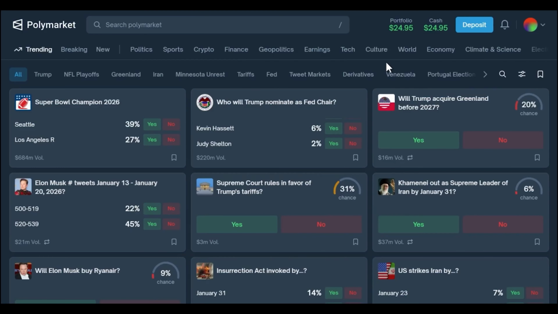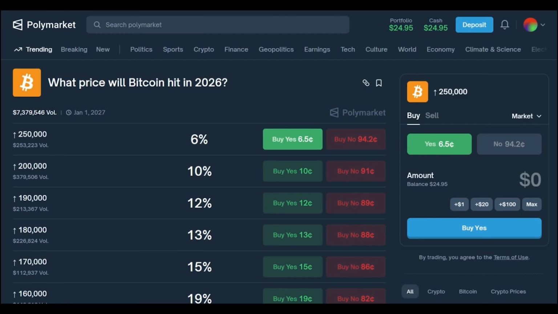Before placing a trade, it's important to understand how Polymarket works. You're not buying fixed odds. Instead, you're buying yes or no shares for a specific outcome. Each share is priced between 1 cent and $1, and that price represents the market's probability. For example, if yes shares are trading at $0.06, that means the market thinks there's roughly a 6% chance of that outcome happening. If you buy yes shares at that price, and the event resolves as yes, each share becomes worth $1.